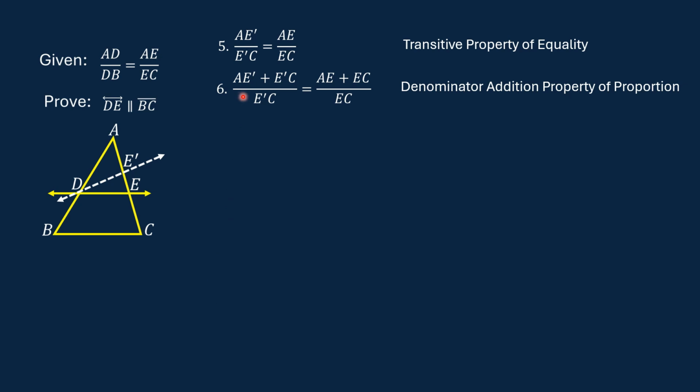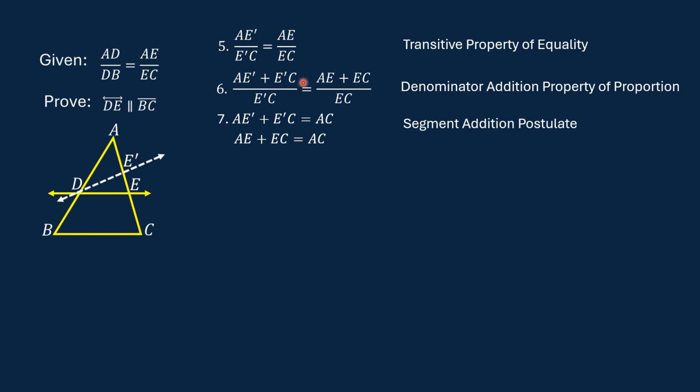Now, AE prime plus E prime C. Let's look at the figure. AE prime plus E prime C is equal to AC. So, for our next step, AE prime plus E prime C is equal to AC. And then, AE plus EC is also equal to AC. Let's write that. AE plus EC is equal to AC by segment addition postulate.